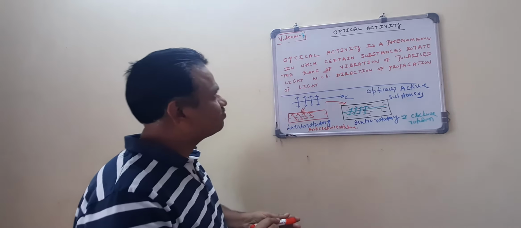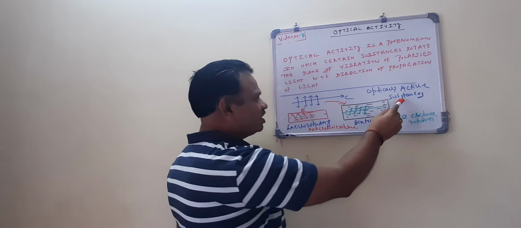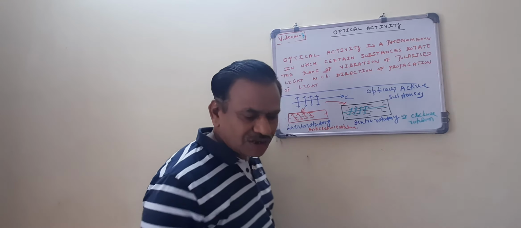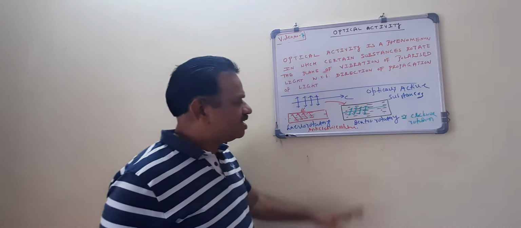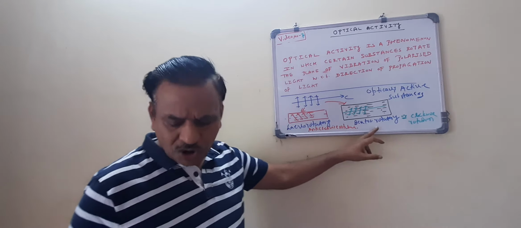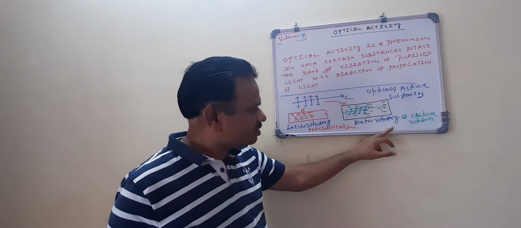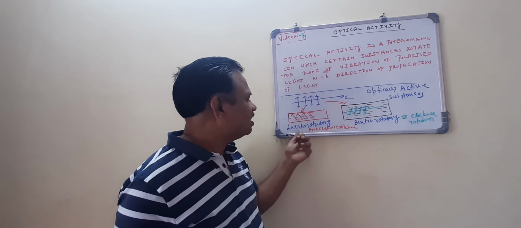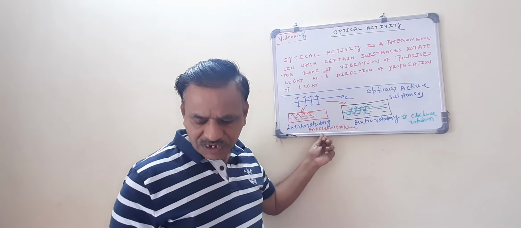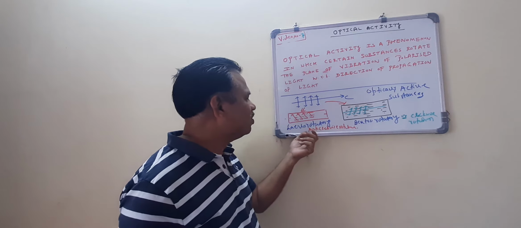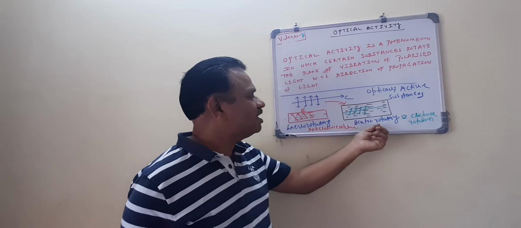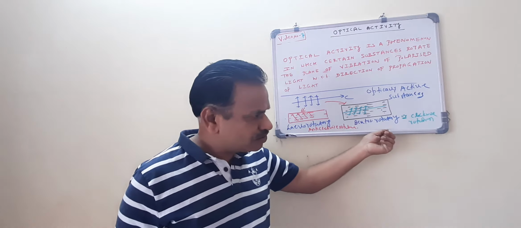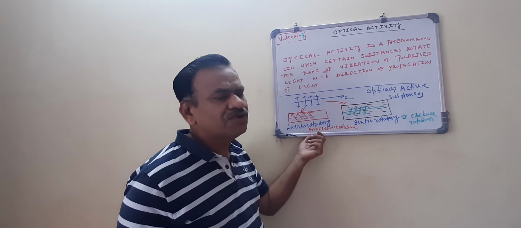Now, optically active substances are classified into two types. One is dextrorotatory and another one is levorotatory. Here, a dextrorotatory example is quartz. Any sugar solution comes under dextrorotatory. But for levorotatory, any juice, that is fruit juice, comes under levorotatory. So under dextrorotatory, quartz is a good example and sugar solution is a good example. Here it is the fruit juice.